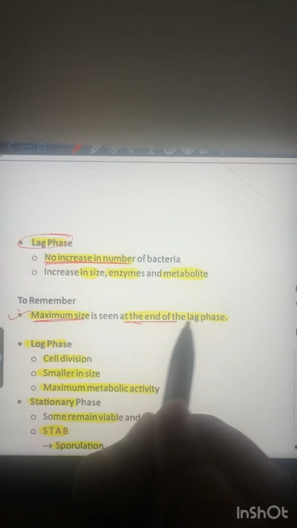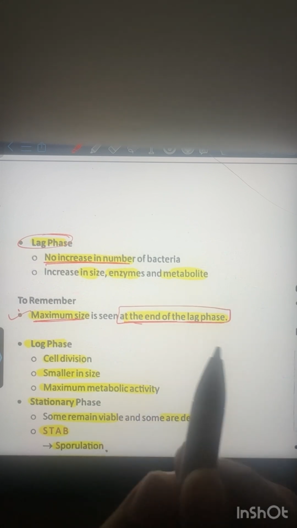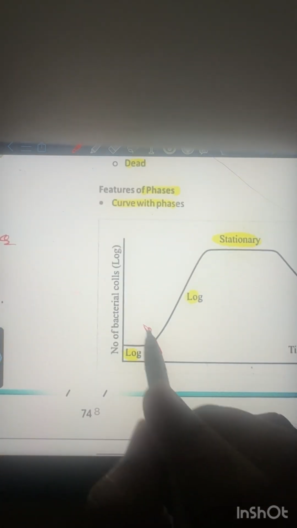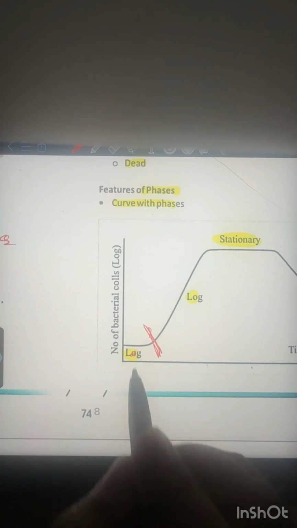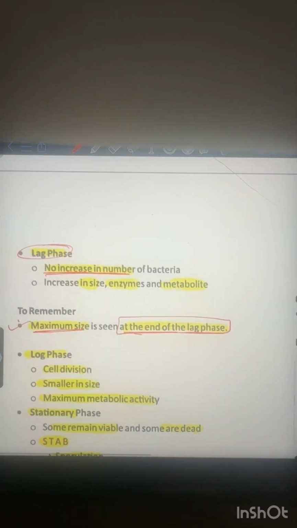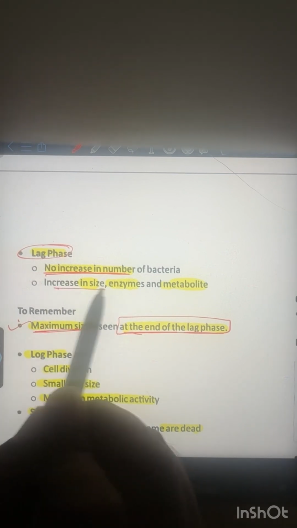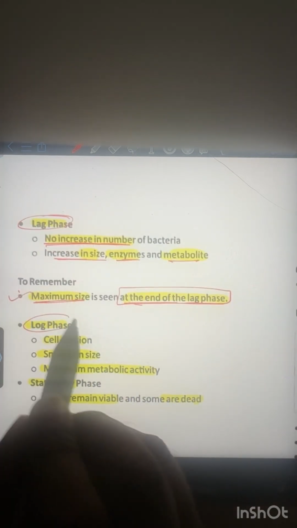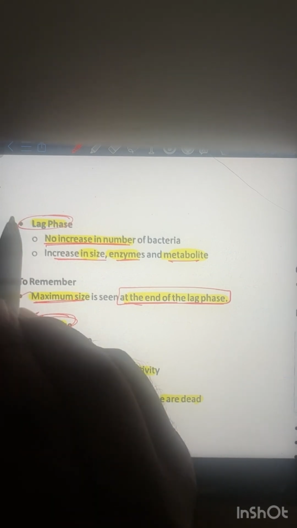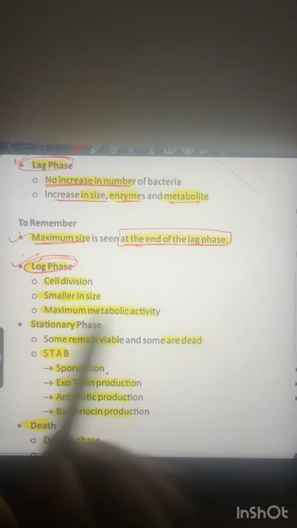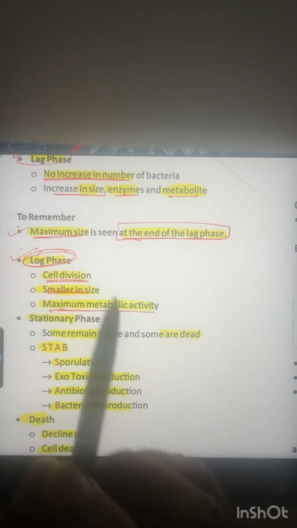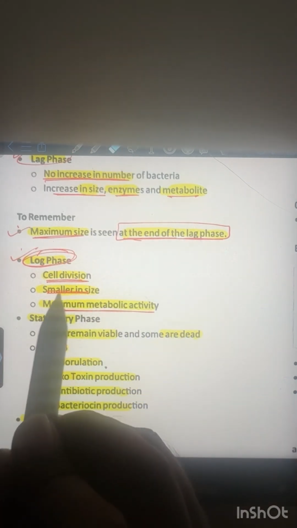Ma'am, at the end of the lockdown, here, we were the fattest. After that, lockdown opened, we had to work, we had to divide, we had to earn for ourselves, work for ourselves. So we started dividing. So if they ask you, when does cell division occur? Cell division occurs finally in the log phase. If you start working, will you lose weight? Yes. So can I say the cells become smaller in size? Because if someone is working, someone is dividing from 1 to 2, from 2 to 4. If someone is dividing, means the person has started losing weight. Cells become smaller. If they ask you this is going to be maximum metabolic activity, of course this is going to be maximum metabolic activity because it's dividing. So these are the features of the lag phase, of the log phase. Log means that finally it is dividing.